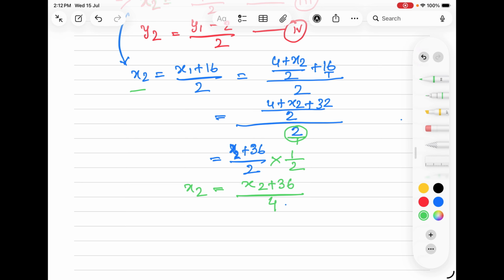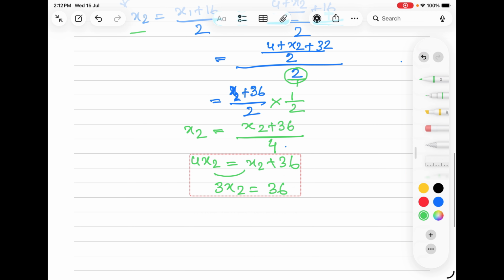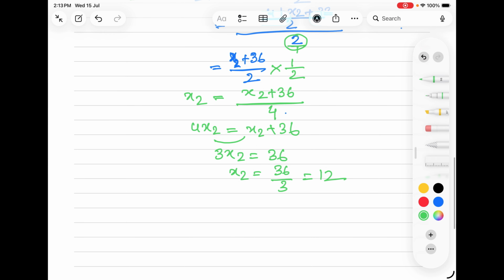Now by cross multiplication, 4x2 equals x2 plus 36. Now this x2 comes to that side: 4x2 minus x2, 3x2 equals 36. Therefore 3 goes to that side, by division, 36 divided by 3 gives 12. So what is the value of x2 we get? x2 is 12.